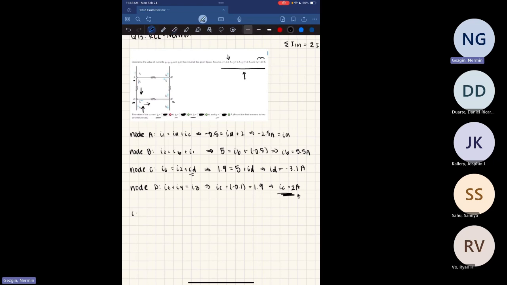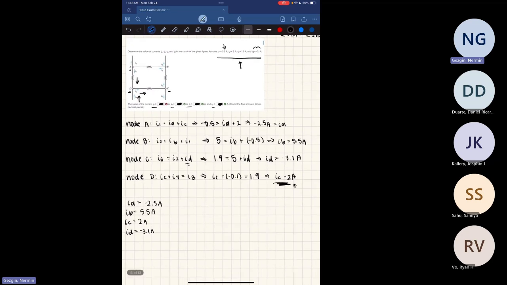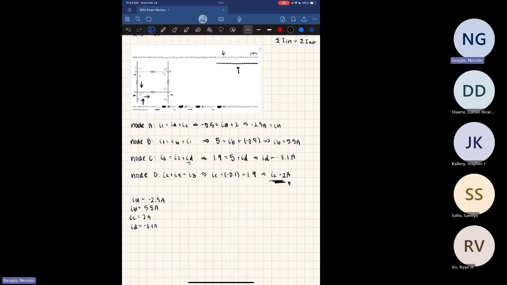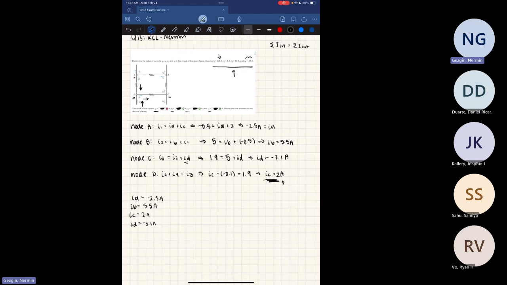So to sum up, IA is equal to negative 2.5 amps, IB is equal to 5.5 amps, IC is equal to 2 amps, and ID is equal to negative 3.1 amps. Hopefully, if I don't have any calculation mistakes here, that should be correct. And it is normal to get negatives in front of these currents. So if you do get a negative, don't make that into a positive. Don't change your answer. And that's that.